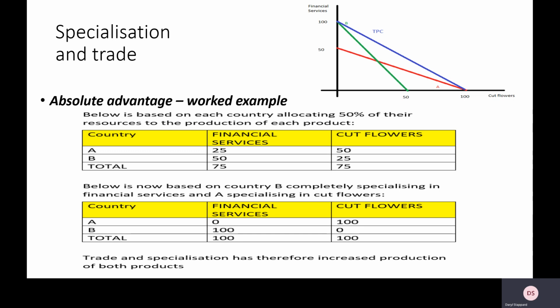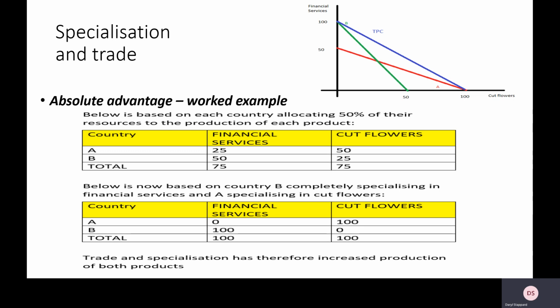So if both countries allocated 50% of their resources towards both products, country A would be able to make 25 financial services and 50 flowers. Country B would make 50 financial services and 25 cut flowers. And that means if you add up the global production across these two countries, there is 75 financial services and 75 cut flowers. But at the moment, we've got no specialisation and no trade taking place.